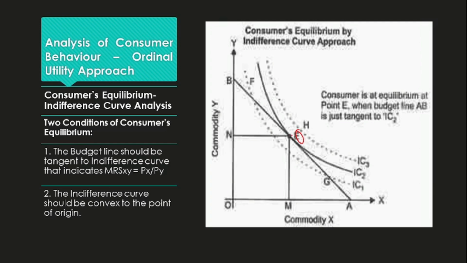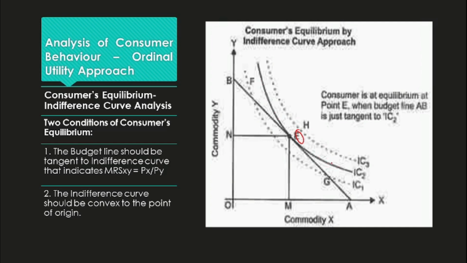Money income means this is the IC curve 2, this indifference curve 2. It becomes tangent to the budget line. It means if you choose this combination, or this combination, or this combination, any of the combinations on this IC2 curve, you will get the same amount of satisfaction.